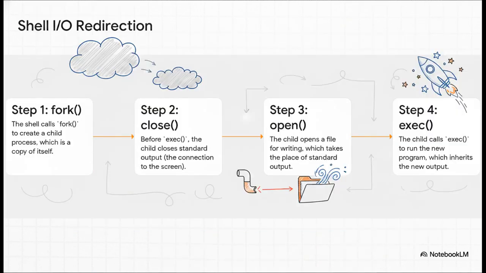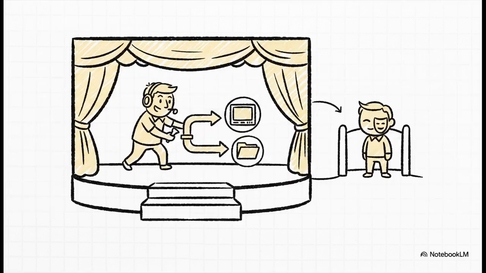The entire secret, the magic, it all lies in the gap. That tiny window of time in the child process after it's been forked, but before it calls exec. In that moment, the child is a clone of the shell, and it can mess with its own plumbing. For example, if you want to redirect output to a file, the child can simply close its connection to the screen, open a file instead, and then call exec. The new program that starts up has no idea what happened. It just starts writing, and its output magically goes to the file. And that's the whole shebang. That's the genius of it.